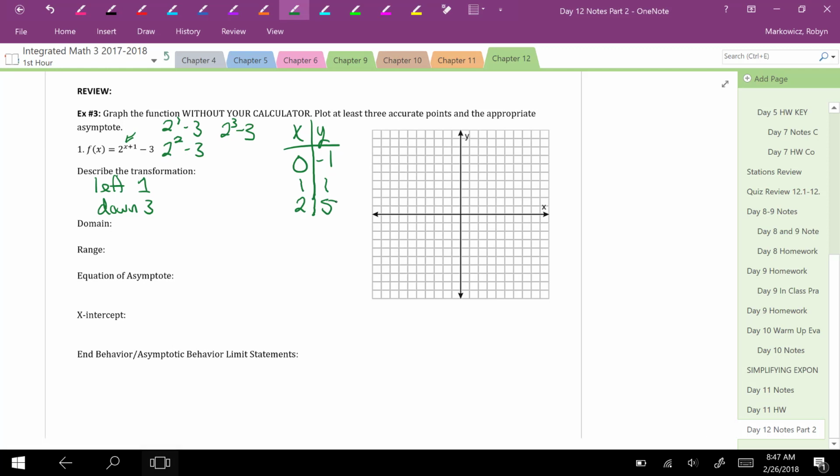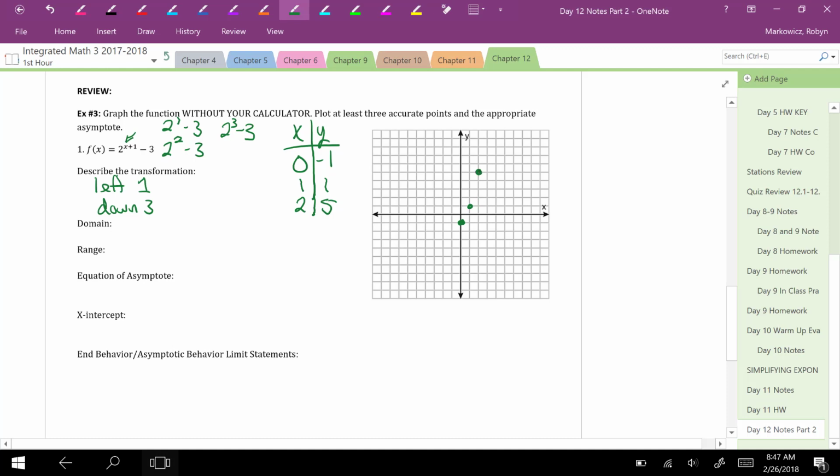No, because this table is for this function. We plugged in the values for x. So go ahead and plot those. 0, -1, 1, 1, and 2, 5.